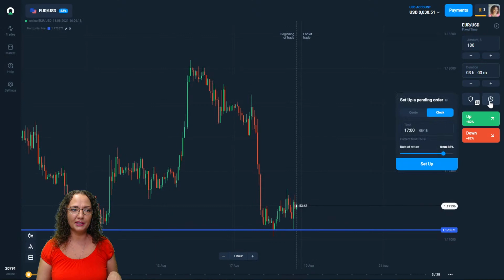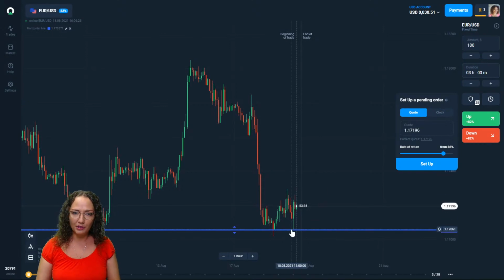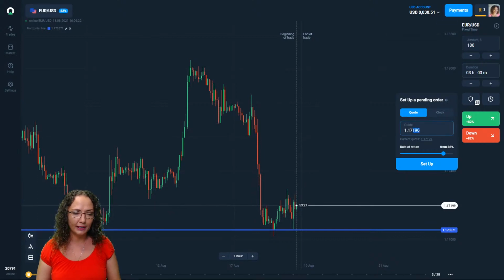So basically, here is where you would choose the pending order. And what we'll do is we'll set it up by quote. So this is a strong level of support, which is around 1.17057. So let me go ahead and enter that here, 057.